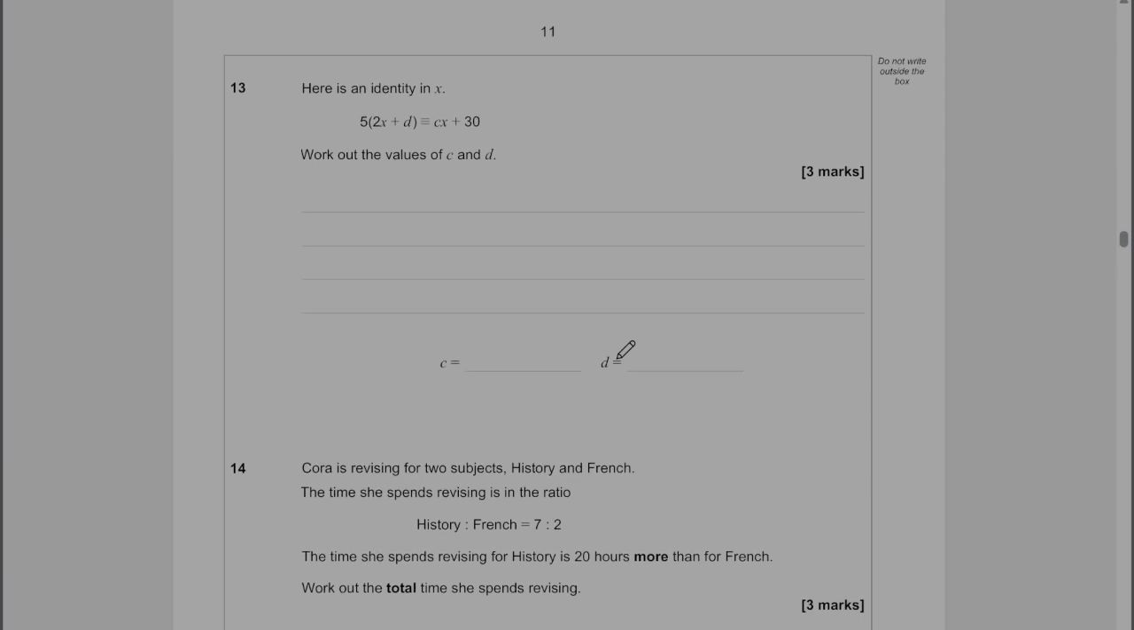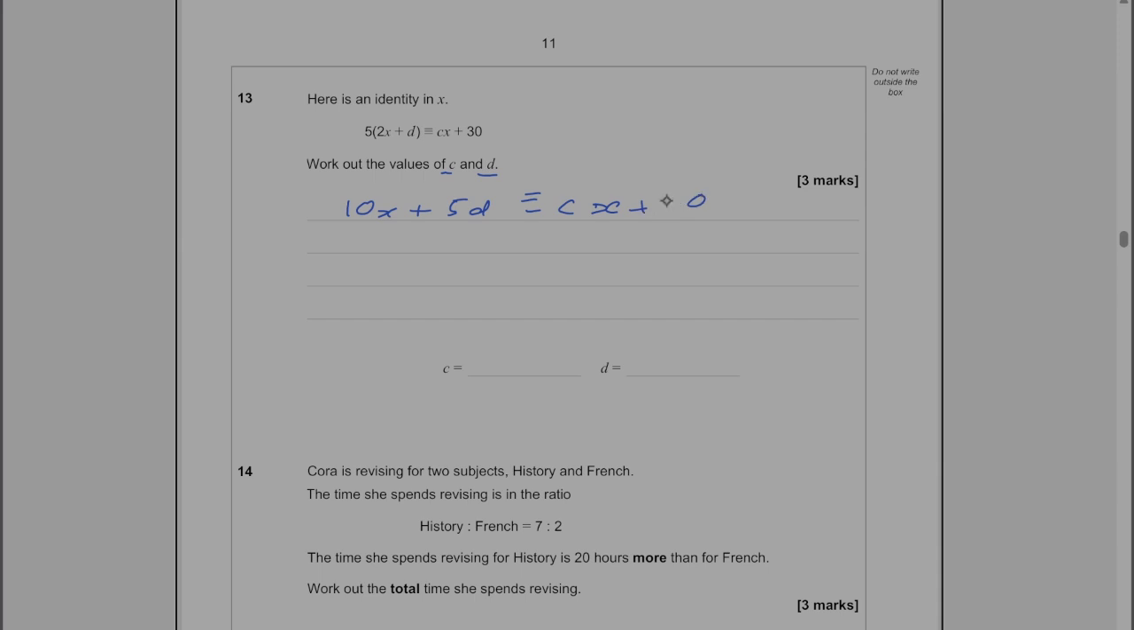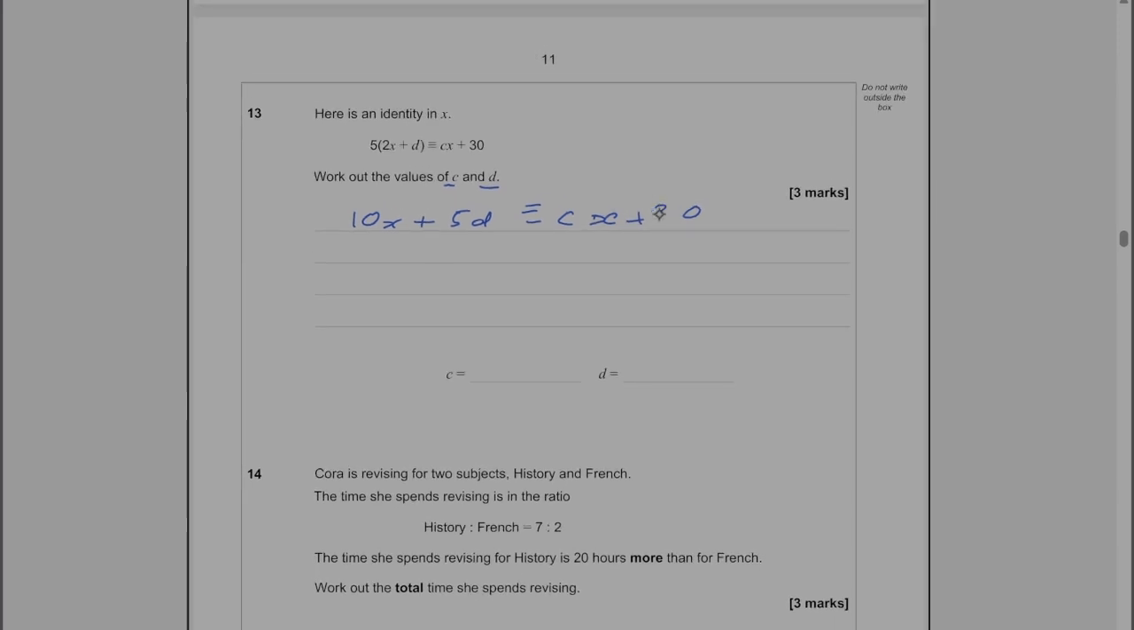Okay, question 13. Here is an identity in x. 5 times 2x plus d is identically equal to cx plus 30. Work out the values of c and d. We would end up with 10x plus 5d is identically equal to cx plus 30. So c has got to be equal to 10, and then d has got to be equal to 6.